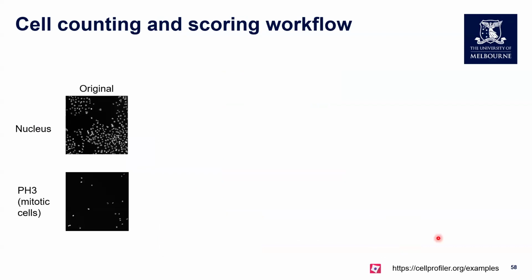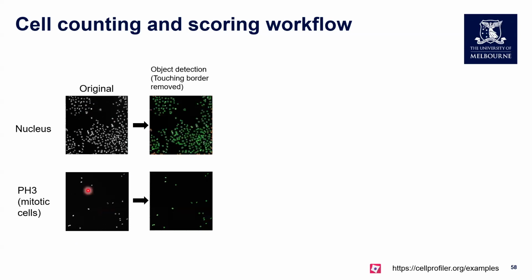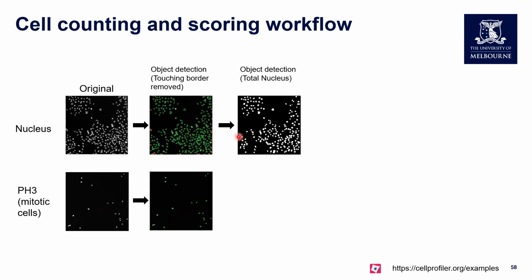Another common workflow is counting positive cells. In this example, we have two channels where the first channel shows the nuclei of individual cells, and the second channel shows a phosphorylated histone staining, which is a marker for detecting mitotic cells. If we want to count the percentage of mitotic cells from those two images, first we can detect individual objects in each staining. In doing that, we can also remove the objects that are touching borders because they don't have the complete information.